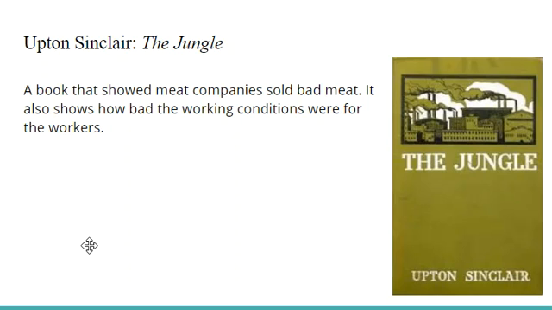Nobody washed their hands. Nobody ever cleaned anything. They put chemicals in really old meat so it smelled like it was new even though it wasn't. And a lot of people got sick because the meat was so bad during this time, but nobody had any idea. And Upton Sinclair wrote this book called The Jungle, and all of a sudden a lot of people knew that meat was not made the way it was supposed to be.